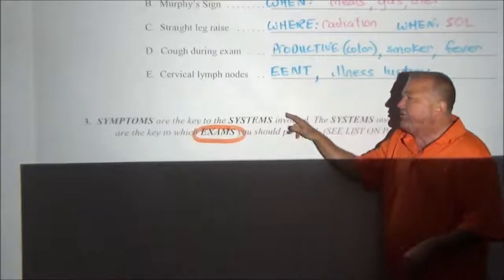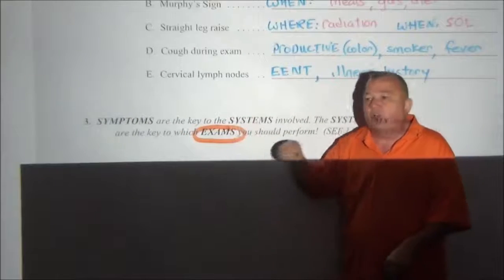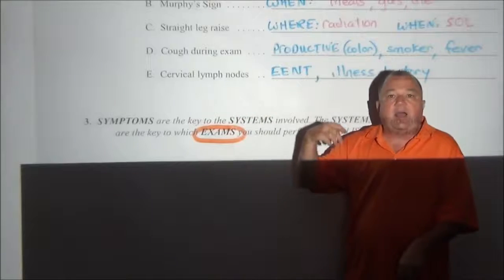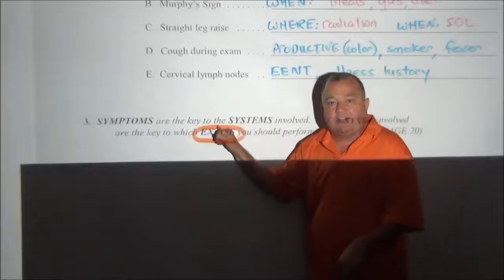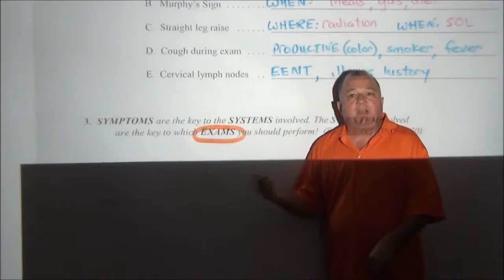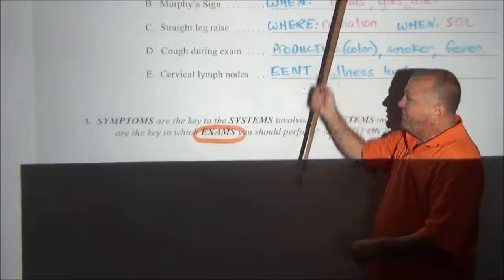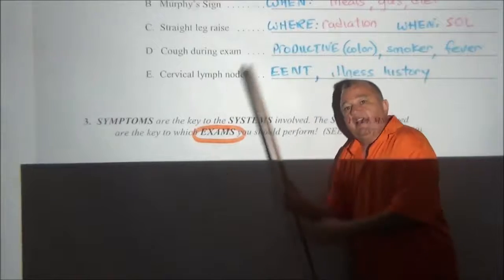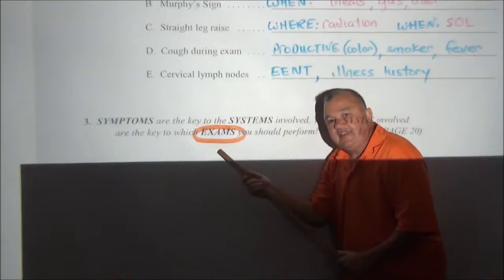Those symptoms tell you what systems. Oh, it's neurological. Oh, it's gallbladder, it's abdominal. That tells you the systems, and that's going to tell you what exams to perform, what you're going to inspect, palpate, percuss, and instrumentate. So the history leads to the exams. That history, way up at the top of the page, leads to the exams.